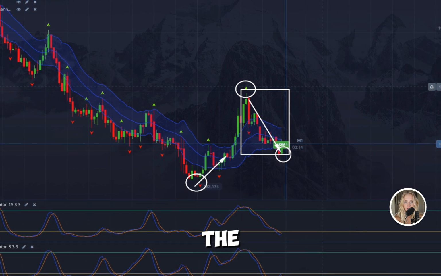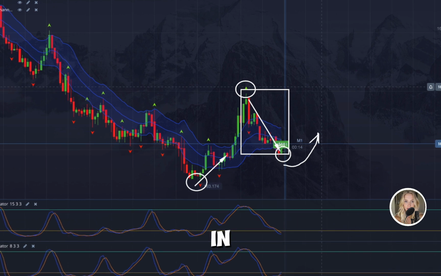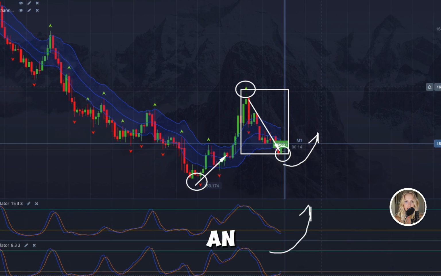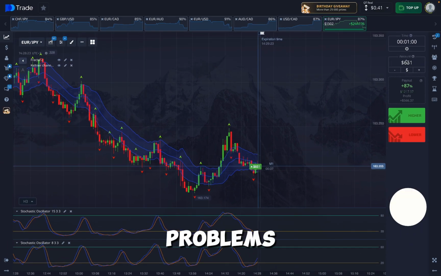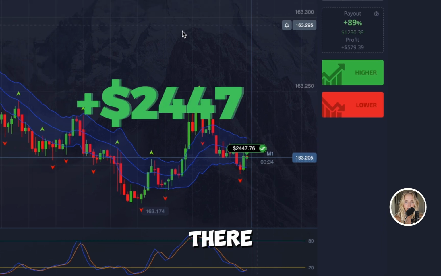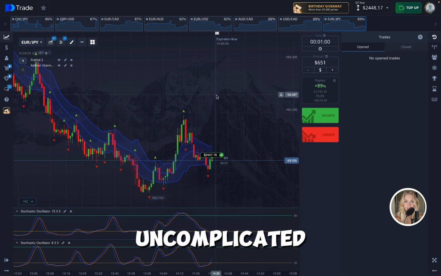I am also watching the oscillators. I see that they are both in the oversold area, so I will expect an exit to the top. Let's look at the result. And yes, the deal closes without problems, plus. Well, there was a rather obvious and rather uncomplicated entry.